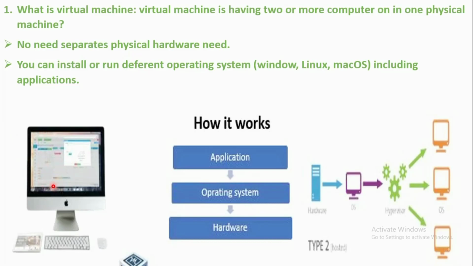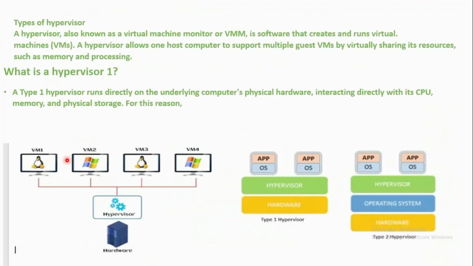How? There is a software called hypervisor. This hypervisor runs on top of the operating system and asks the operating system to share some of the hardware: RAM, CPU, and storage or hard disk. We have many types of hypervisor. Let's see. We have two types of hypervisor: type 1 hypervisor and type 2 hypervisor.